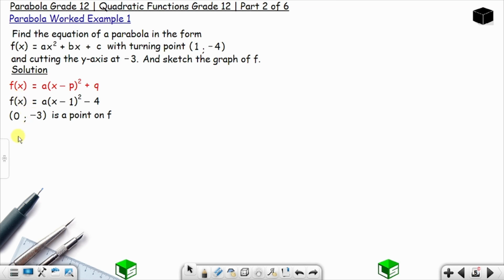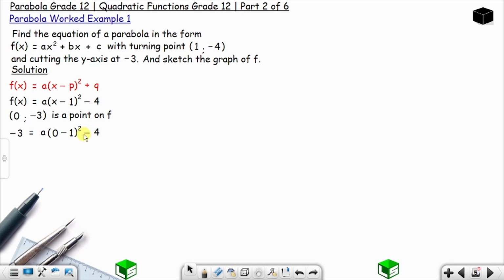Your y is -3, right? This is equal to a. You open your bracket. Your x is 0, so you are going to substitute 0 wherever you see x. So you have x there, you substitute 0 minus 1, you close your bracket, square, and then minus 4. Okay, you can see that.